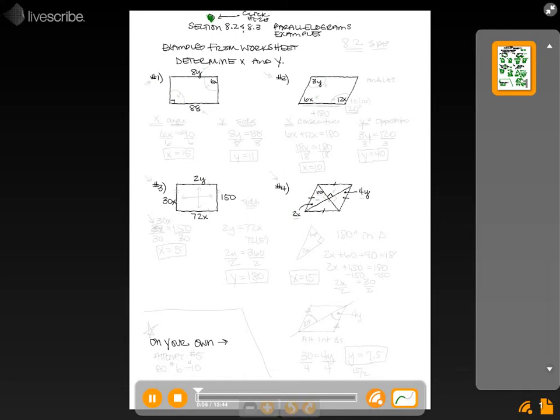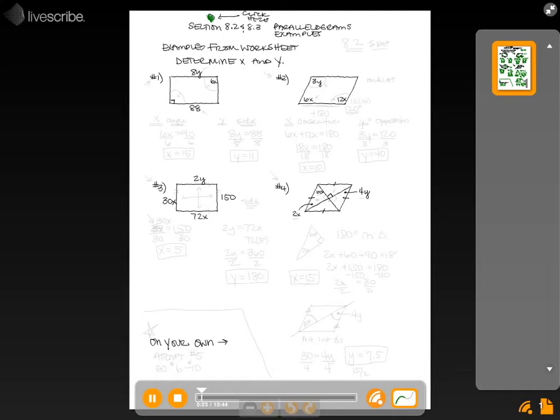Okay, these are your examples for sections 8.2 and 8.3 on parallelograms. Now, you need to have the worksheet that I gave you in class to go along with these. If for some reason you don't, you need to recopy all 4 of these examples, and you won't be able to finish this because you're going to have something to do on your own at the end.